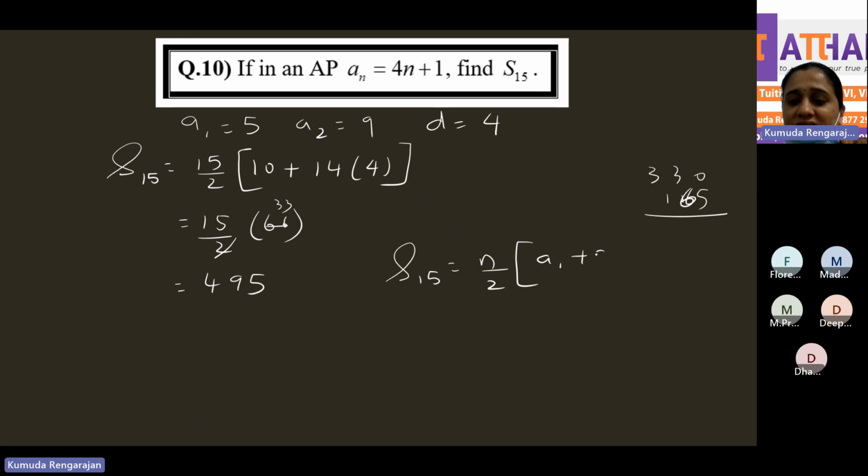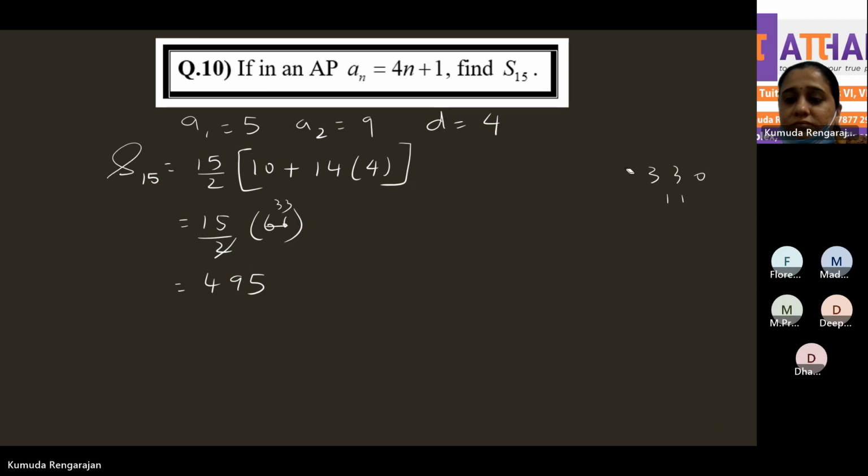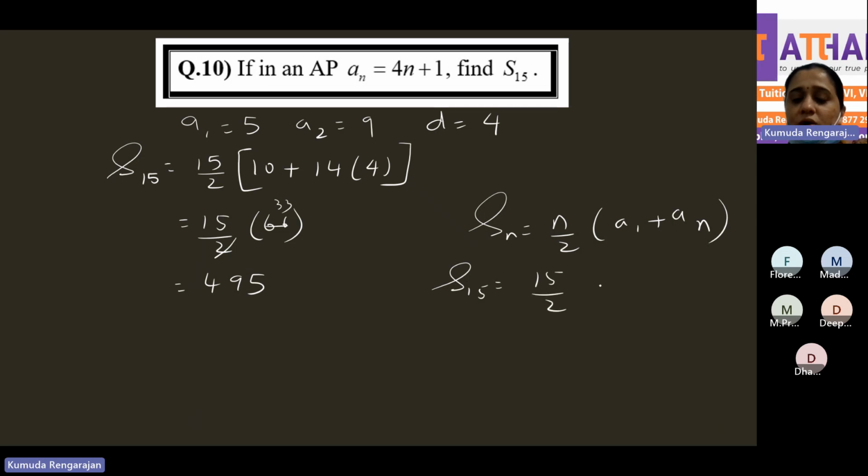So the other way of doing this: S15 is equal to n by 2 of the first term plus the last term. Like this also you can do. This is another formula. Sn is equal to n by 2 of the first term plus the last term. So S15 will be equal to 15 by 2 of the first term plus the last term, which is the 15th term. For sum to 15 terms, the last term is the 15th term. If you're using this formula, you don't even have to find D. 15 by 2 into the first term, what's the first term? 5. Plus you need to find A15.